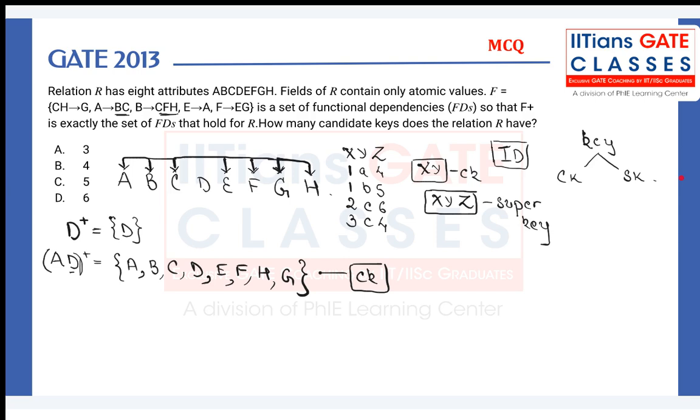Understood? So now you will have to calculate for BD. So what is BD? I will definitely get B, I will definitely get D. These are just obvious, right? What else? If I have a unique value of B, what attributes can I get? Look at the functional dependencies and answer. C, F, H. Good, very good.